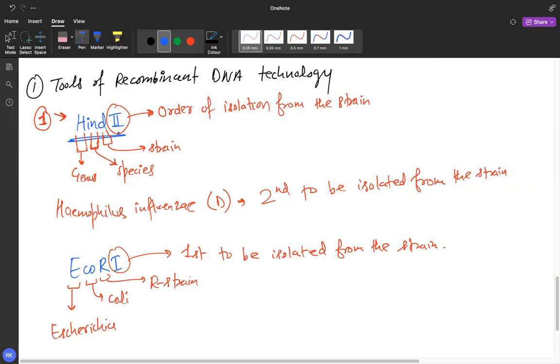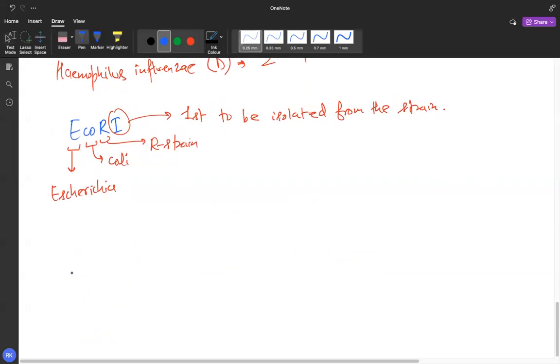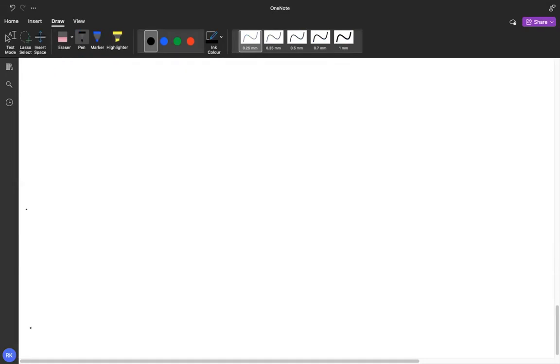Now there is a catch. There's a 2 in the name, which says that it was the second one to be isolated, and I'm saying that this is the first restriction endonuclease. So I think it makes it very clear that the first one would have been an exonuclease, not an endonuclease. Make sense? Yes. Okay, perfect.